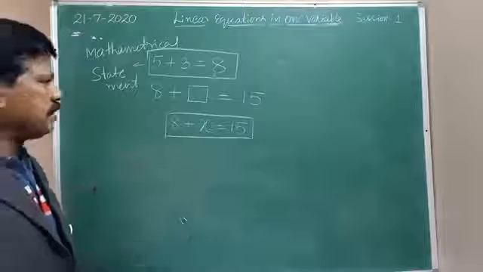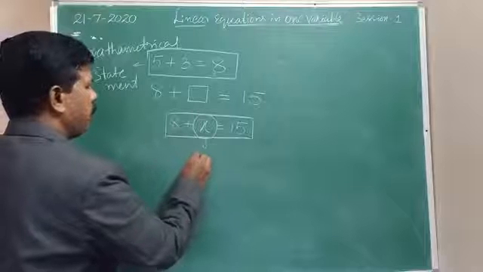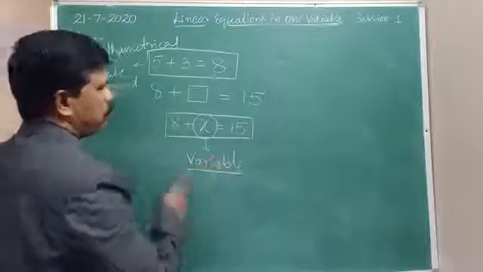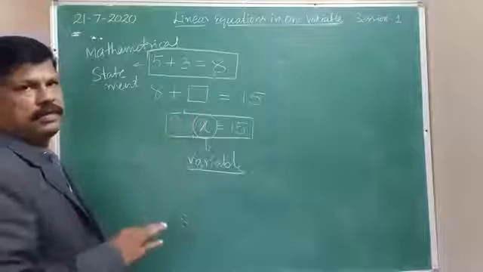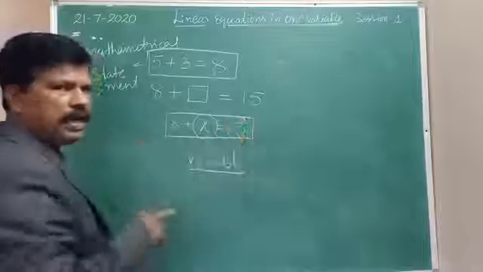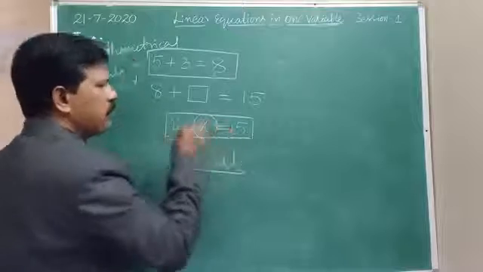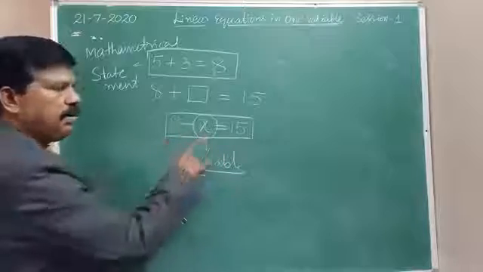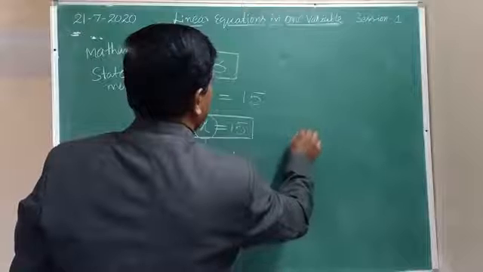In these open sentences, this is called the variable. Variable means unknown. We don't know the value of that. Okay. So, in this, here, this is the algebraic expression. In this expression, there is an equal sign. When the algebraic terms are connected by an equal sign, then it is called an equation.